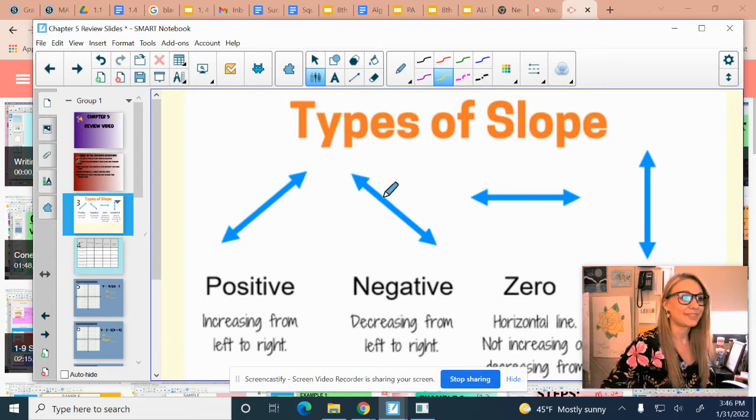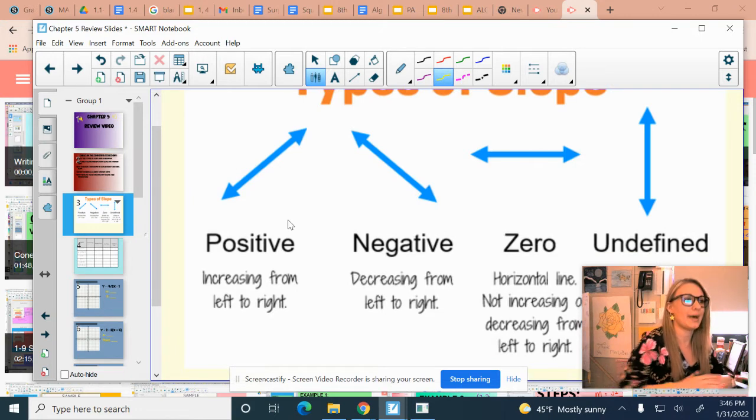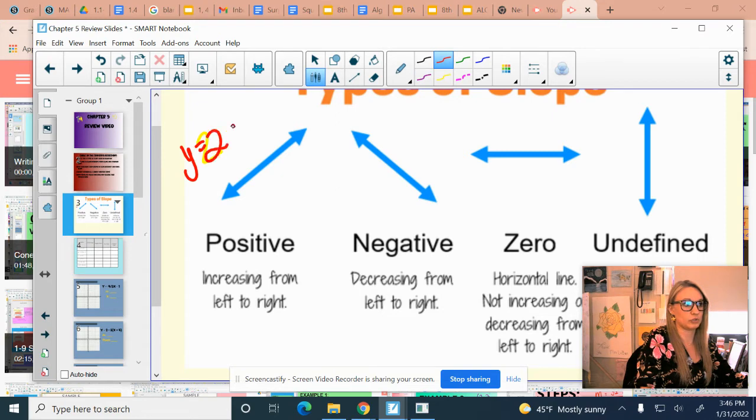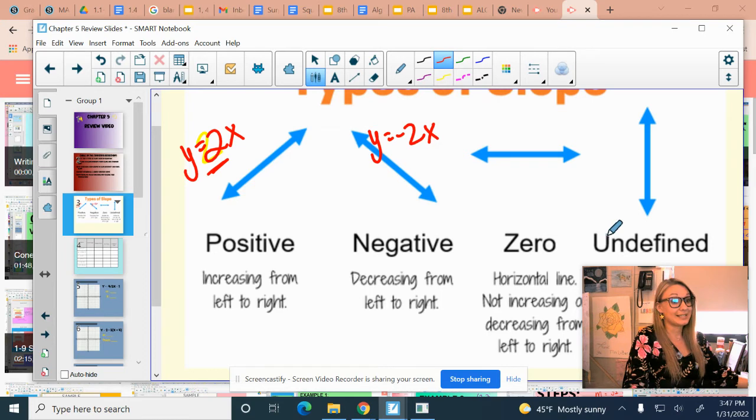Okay, here we go. So the first skill is looking at the different types of slope. Hopefully this is kind of review, but if you've got a line that's going upwards when you look at it from left to right, that would be positive. For example, if you've got an equation like y equals 2x, that would be a positive slope. A negative slope is going downwards when looking at it from left to right, y equals negative 2x.